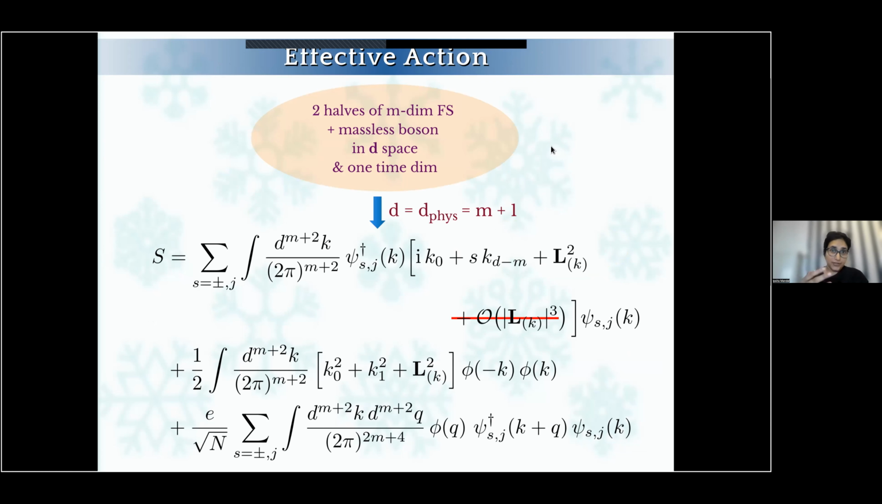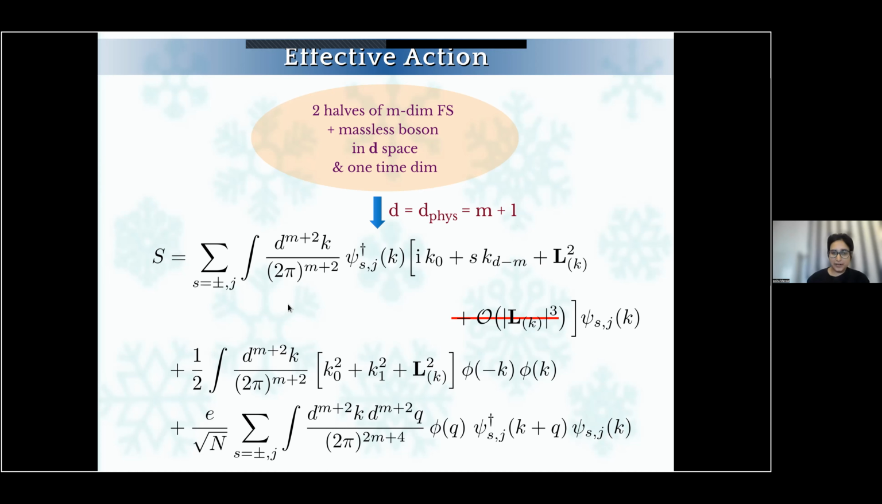Now we are ready to write down the effective action. So we have two halves of the m-dimensional Fermi surface. One half is centered at k star and another half is centered at minus k star. And these halves are interacting with the massless boson in d space and 1 time dimension. The physical dimension is equal to m plus 1 because we are considering an m-dimensional Fermi surface, and there is one perpendicular direction. So the total spatial dimension is equal to m plus 1.